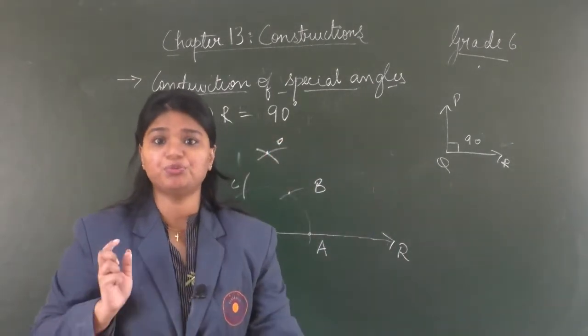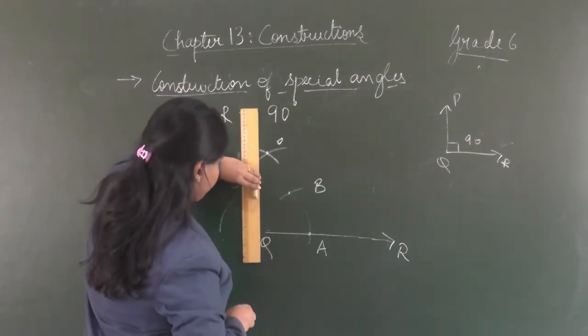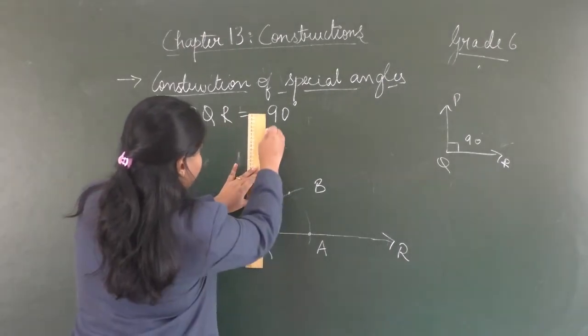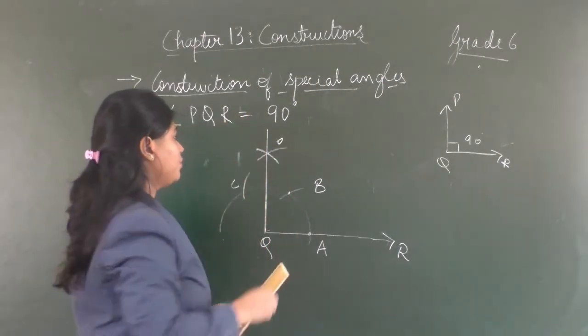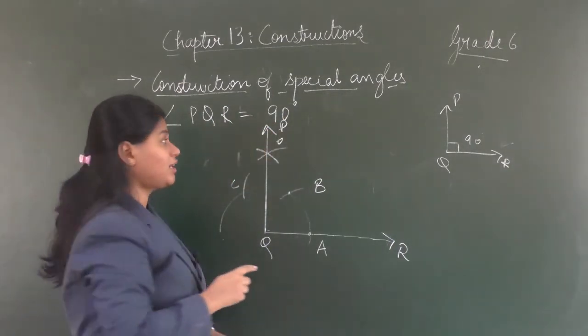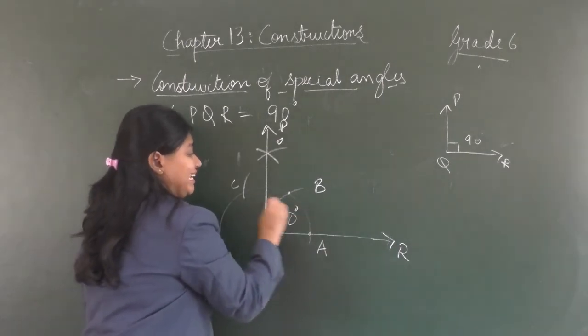Now what you will do, you will join point O and point Q. You will keep your ruler like this and you will join point O and point Q and you will name this arm as P. So we have constructed angle PQR equals to 90 degree.